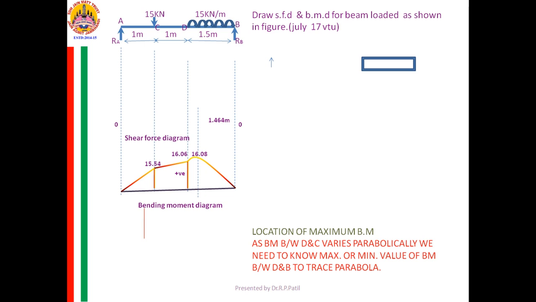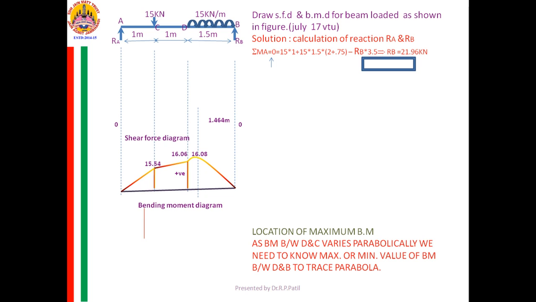First, we need to calculate the support reactions RA and RB. Either you can take moment about A, make it 0, or moment about B, make it 0. As the beam is in equilibrium, total of the moment about any point must be equal to 0. So I am taking the moment about A. Keep the finger at A.